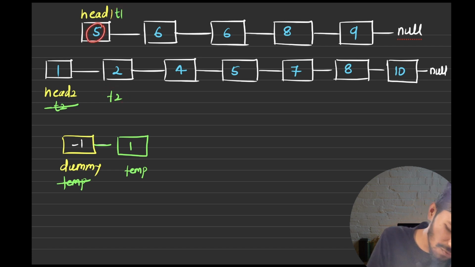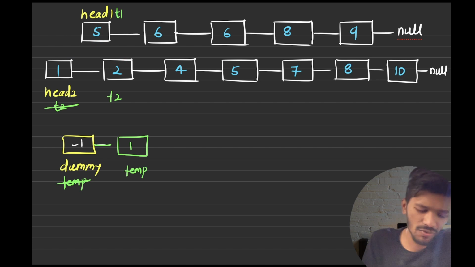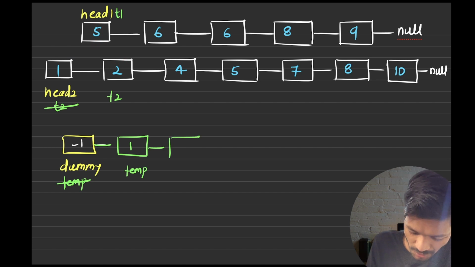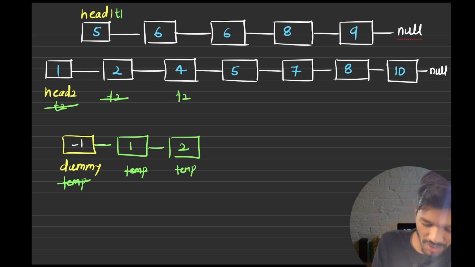Now which one is smaller? 5 is smaller or 2 is smaller? Of course 2 is smaller. So simply I will take the node that is 2 and I will keep the 2. I will move the temp to the next position, and I will also move T2 to the next position.